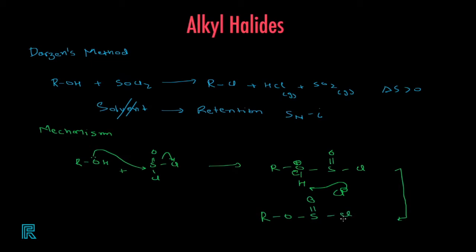What happens next is quite peculiar. Since chlorine has lone pairs, the lone pair of chlorine attacks the alkyl group. Oxygen gets removed, and SO2 is formed, which everybody can figure out. This forms RCl, SO2, and HCl.